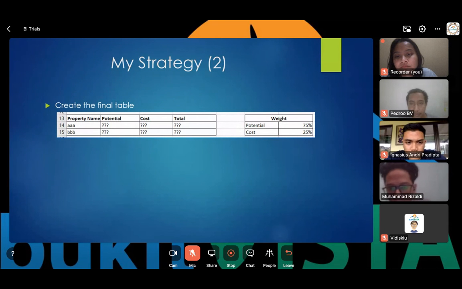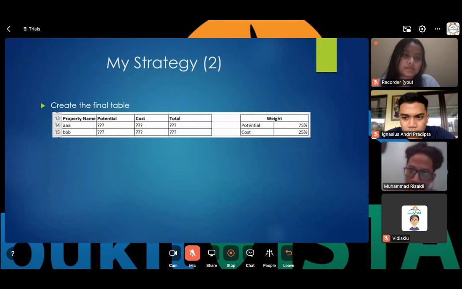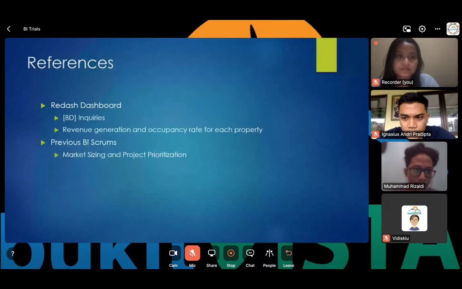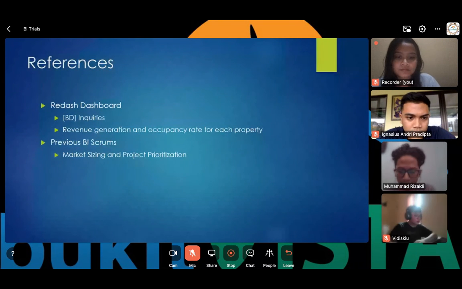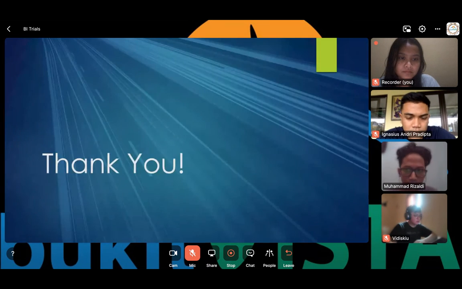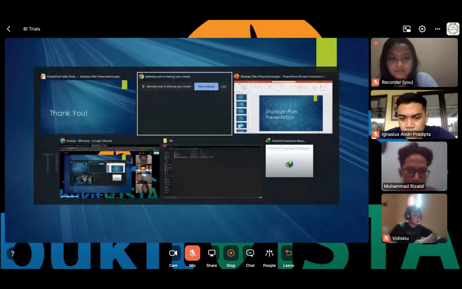I am leaning toward potential because I think the higher the potential is, it's more natural if it costs more, but it's worth it rather than moderate potential with moderate cost. So this is my reference for where I take the data and how to create the strategy, from Redash and previous prompts. So that's it. Thank you.